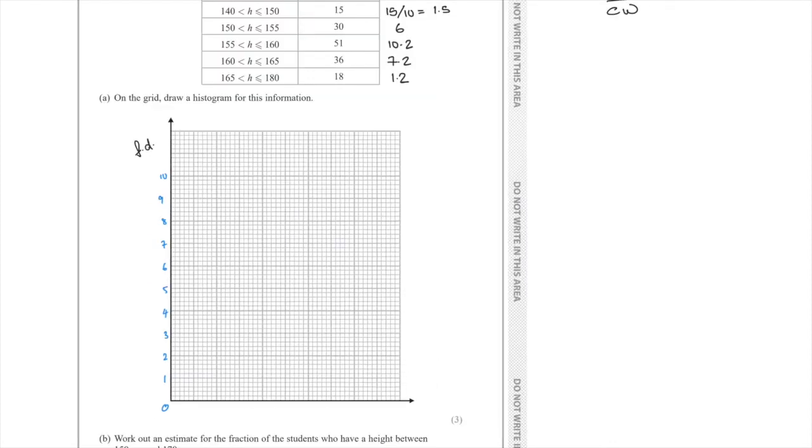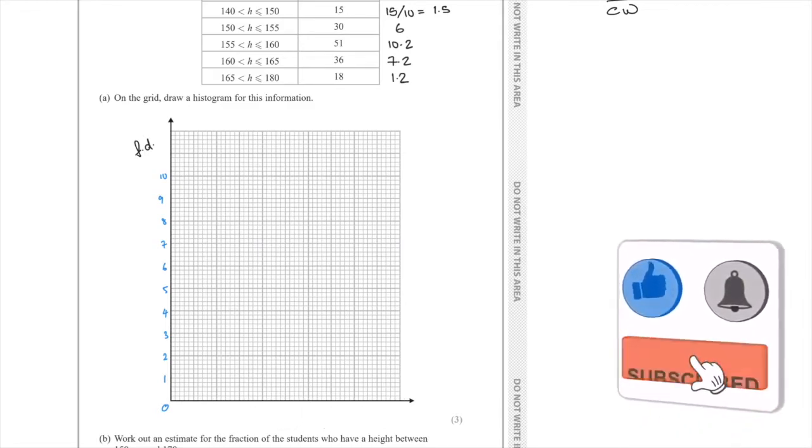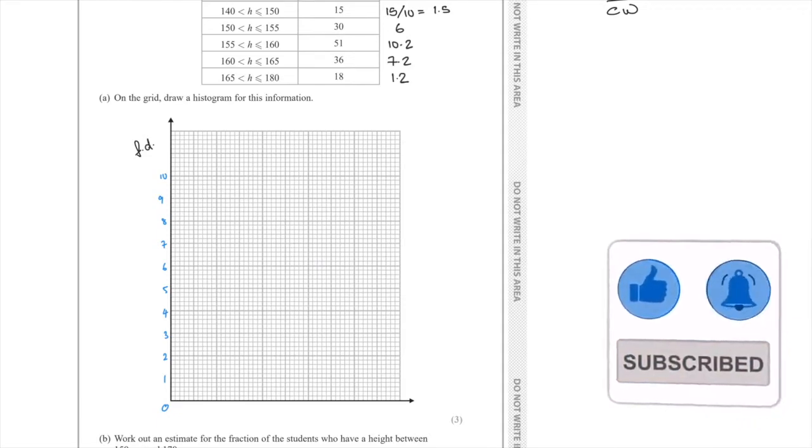Okay, so let's look at the class intervals and see what we've got. So we are going 140 to 150, 150 to 155, and so on. So I'm actually going from 140 to 180. So let's check the regular terms and see. Again, it would be a good idea to just count and see what you've got. So if I've got 140, 150, 160, 170, 180, that fits perfectly fine. So let's put those numbers down.